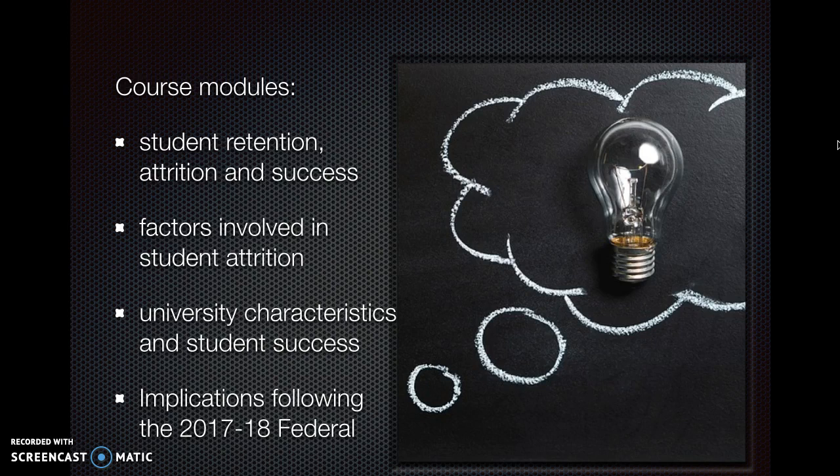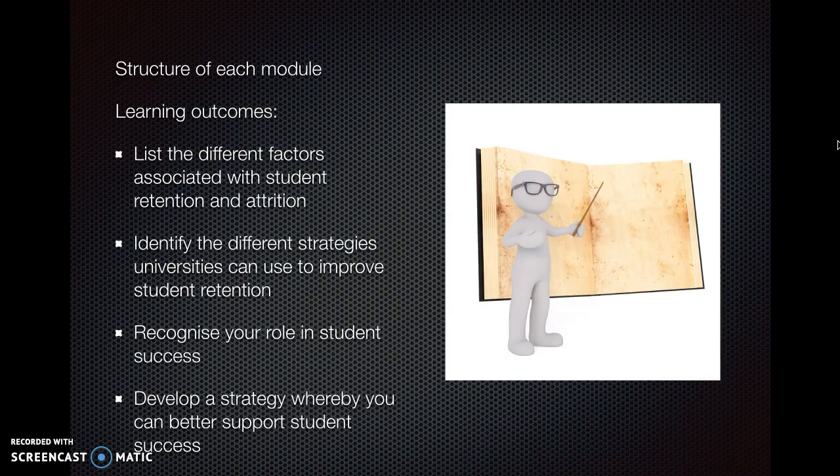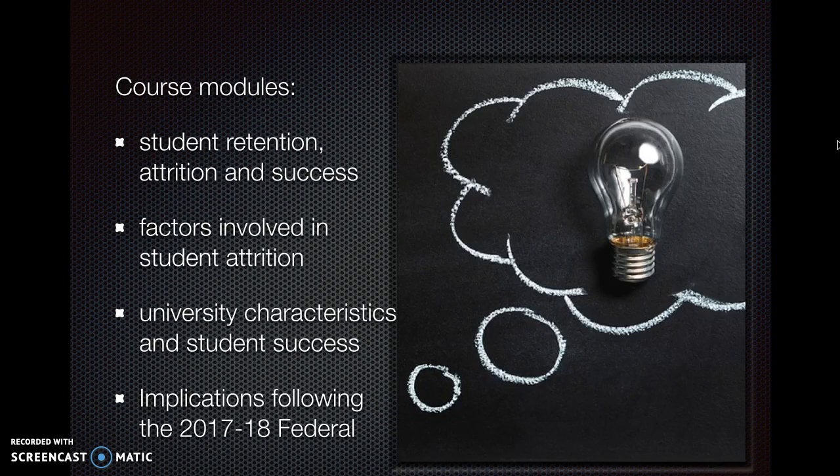The Higher Education Standards paper will be discussed a number of times throughout the modules, so please take the time to have a flick through. It's located in the Resources section on your Moodle page. The following modules will discuss some of the points we have briefly covered today. Future topics include factors involved in student attrition, university characteristics and student success, and implications following the 2017-18 budget.